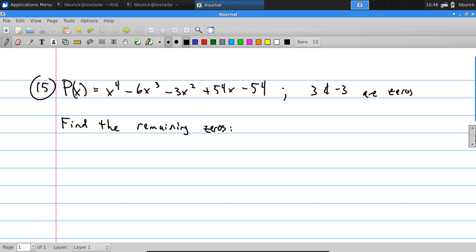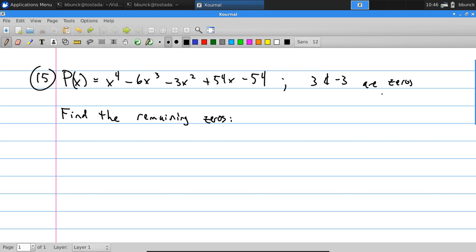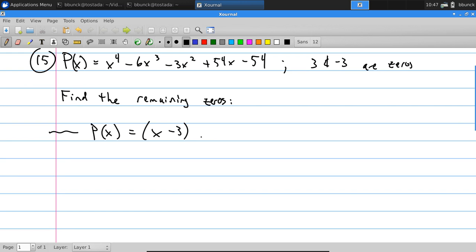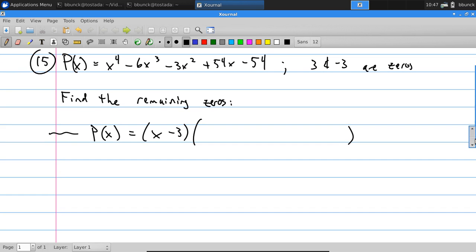So here's how we do this problem. Because 3 and negative 3 are zeros, we know two of the factors of the polynomial. The polynomial has 3 for a zero, and one of our theorems, called the factor theorem in the book, says if a number is a zero, x minus that number has to be a factor. So what we're going to do to start and eventually find all the zeros is factor this polynomial, at least partially, and we know one of the factors, x minus 3. So I'm going to begin by taking the polynomial and dividing out x minus 3. I'll do that below here.